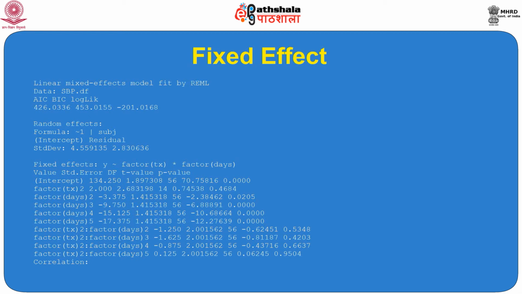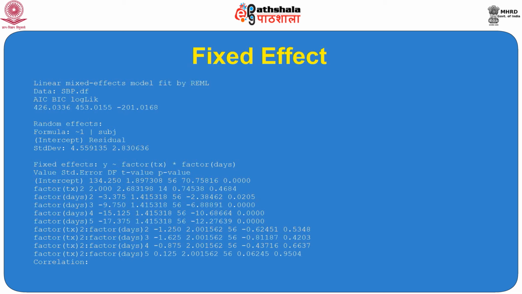So it shows that treatment 2 did not have a significant role in reducing the systolic blood pressures in comparison to treatment 1. Now coming to days 2, that is again coming t value minus 3.37, standard error 1.41, degree of freedom 56, t value minus 2.38 with p value 0.0205. So it shows that days 2 is having significant reduction on systolic blood pressure in comparison to days 1.